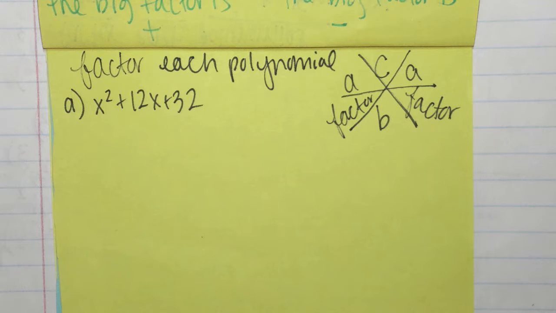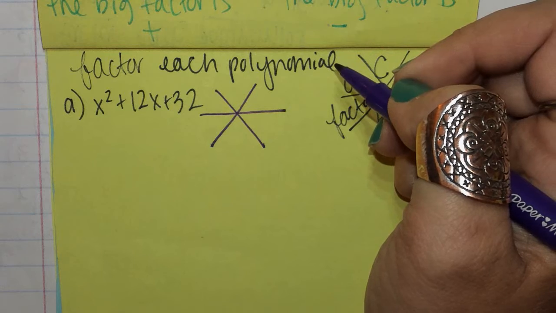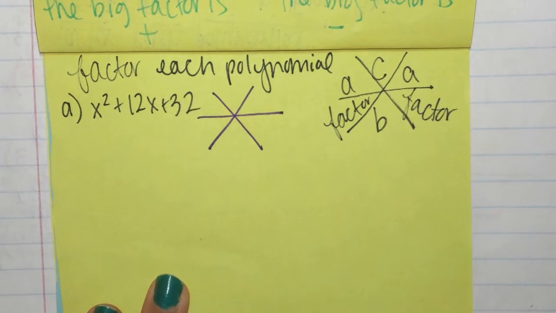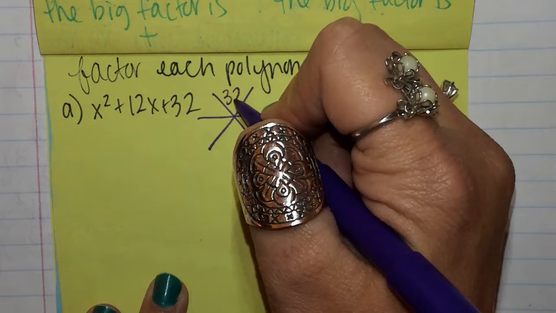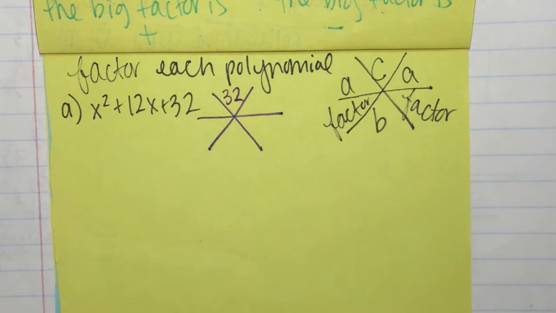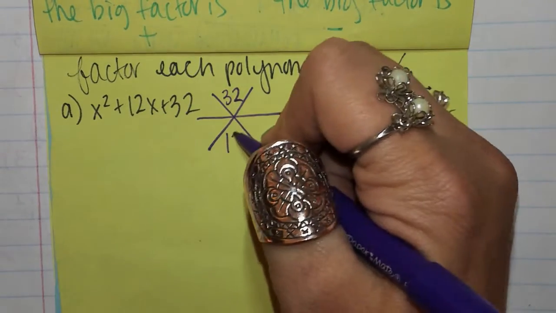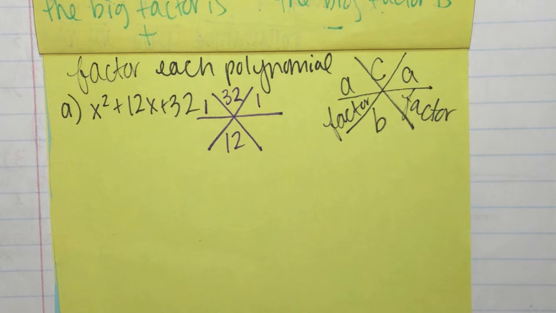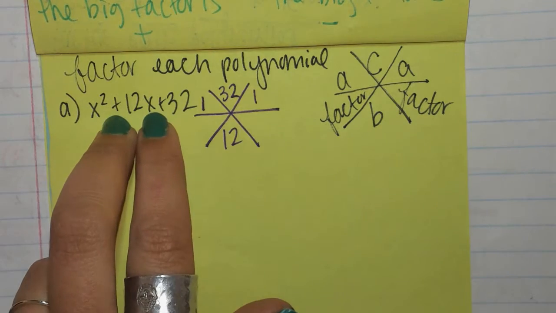Draw a star. So, what goes at the top? 32. Okay. What goes at the bottom? 12. And on the sides, it's 1 because that's our A. Now, they're both positive because both of these are positive, correct?